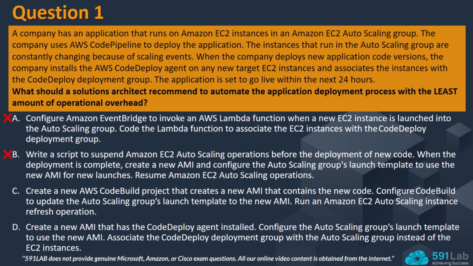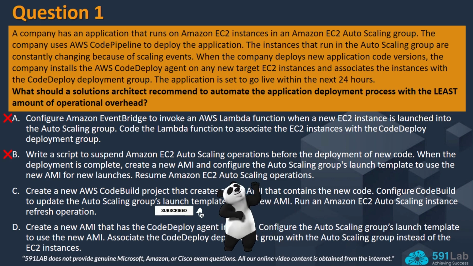Option C. Create a new AWS CodeBuild project that creates a new AMI that contains the new code. Configure CodeBuild to update the Auto Scaling group launch template to the new AMI. Run an Amazon Auto Scaling instance refresh operation. This option involves creating a CodeBuild project to build a new AMI with the updated code, updating the launch template with the new AMI, and then performing an instance refresh operation to replace existing instances with instances launched from the new AMI. This approach automates the deployment process and minimizes operational overhead by leveraging AWS services.